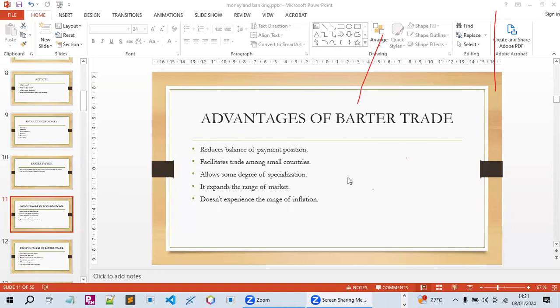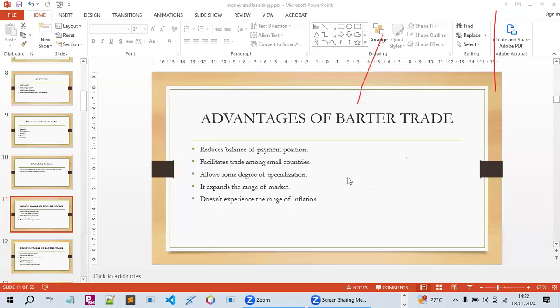And the second point, it facilitates trade among small countries. This enables such countries to avoid trading with the more developed countries, which sometimes exploit them. The developed countries would exploit the smaller countries and take their imports and exchange them for minor commodities. So barter trade reduced that exploitation since the trade was among small countries.